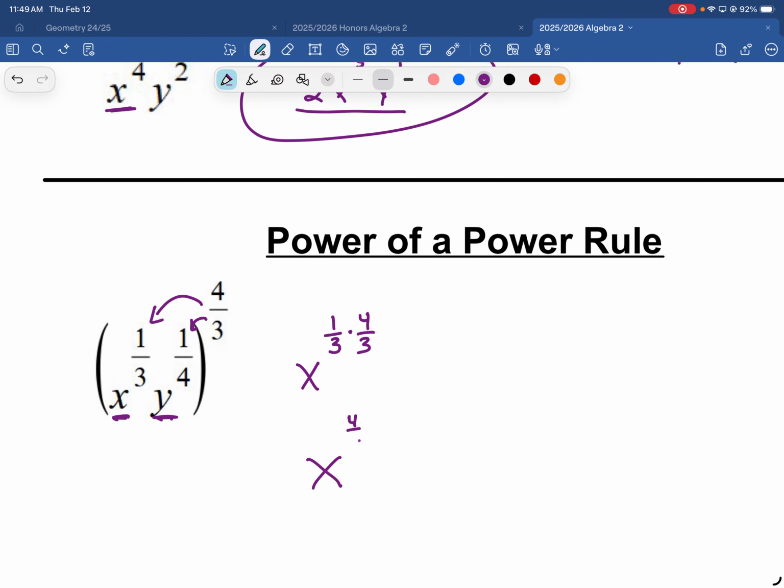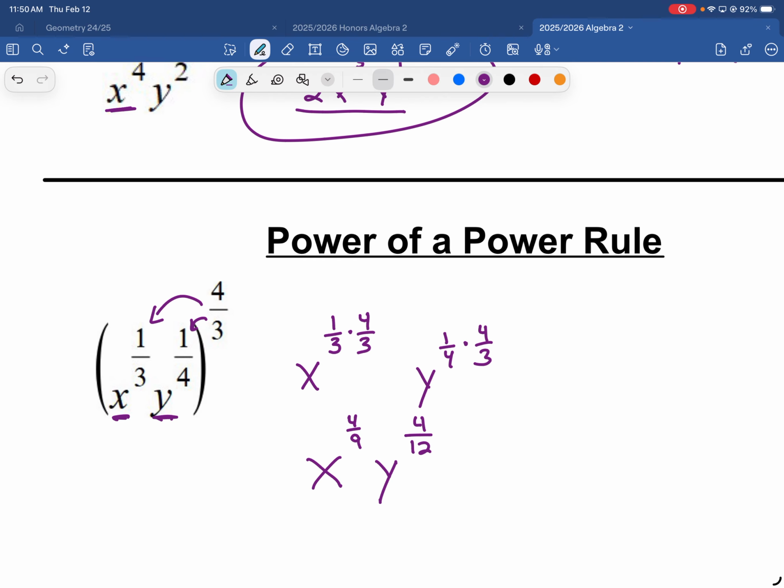Top times the top is 4, bottom times the bottom is 9. So I've got x to the 4/9. My y variable has an exponent of 1/4. I need to take that times 4/3 as well. Multiplying fractions is no problem. Take the top times the top, bottom times the bottom, and then obviously this gives us 4/12.